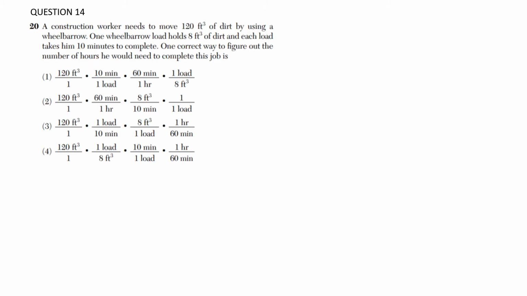So this question asks, a construction worker needs to move 120 cubic feet of dirt using a wheelbarrow. One wheelbarrow holds 8 cubic feet of dirt, and each load takes him 10 minutes to complete. One correct way to figure out the number of hours he would need to complete the job is... So here I suggest, with these conversion factor questions, let's look at each of these answer choices and look at what types of units it produces. We know that the final answer should be in hours, so we're looking for hours.